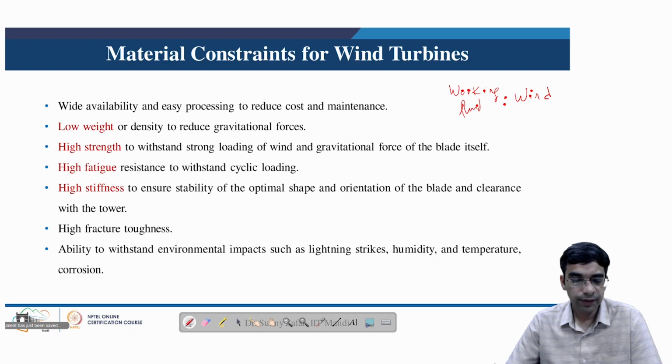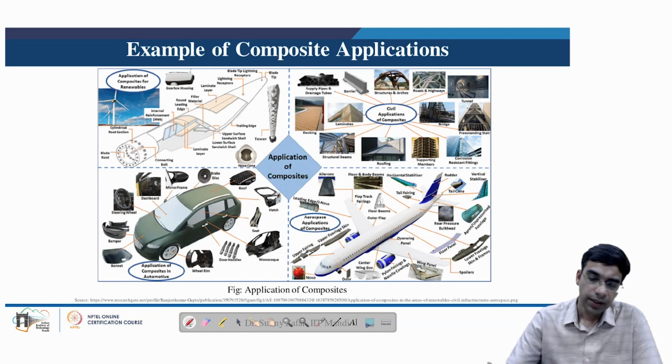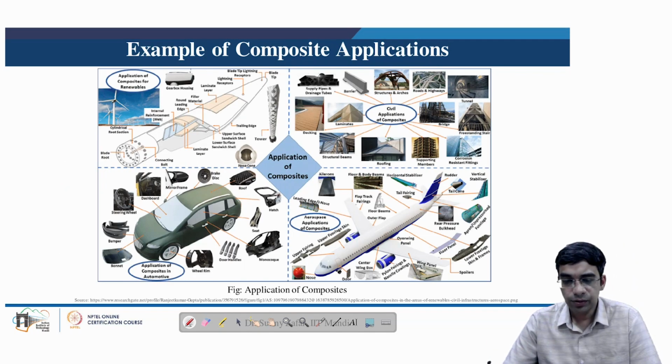Furthermore, high fracture toughness is also needed, and the ability to withstand other environmental impacts such as lightning strike, humidity, temperature, etc. also has to be put into the material. All these properties are found in materials known as composites. And composites, as we know, are widely used not only in wind turbines but in several other applications, be it aerospace, automobile, or other infrastructural applications.